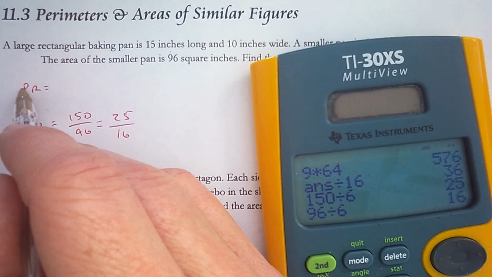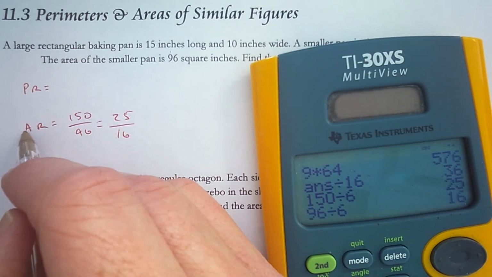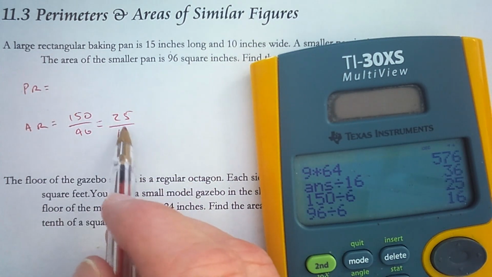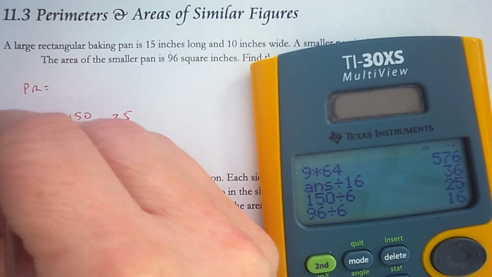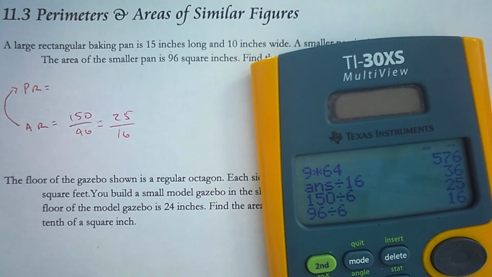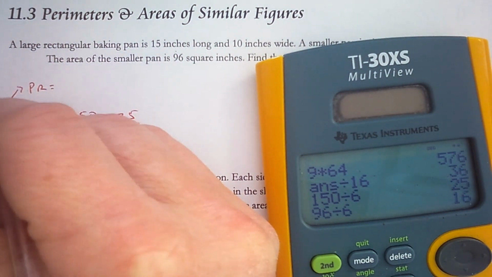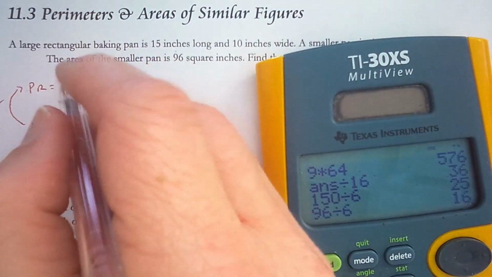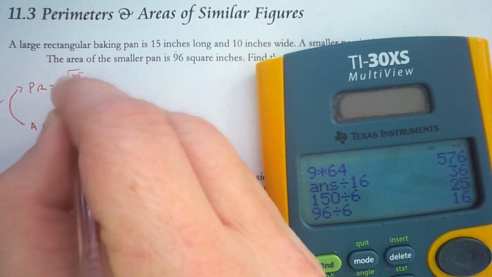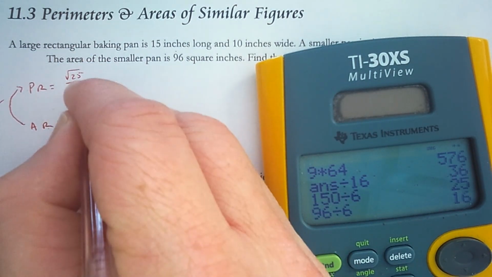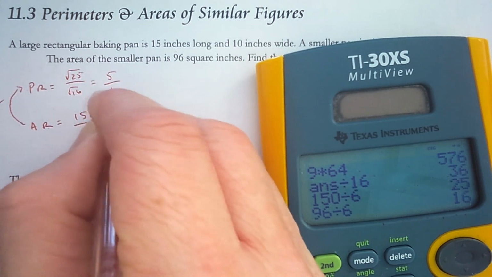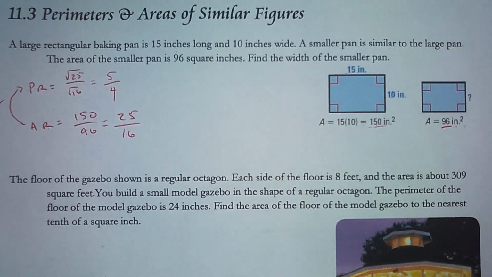Now previously we've had a perimeter ratio and we would raise it to the second power to get the area ratio. This time we've got to go the opposite direction. We're going from area ratio to perimeter ratio. So we're going to have to do the opposite process, and that is taking the square root. So the perimeter ratio is the square root of 25 over the square root of 16, which is 5/4. So the perimeter ratio is 5/4.